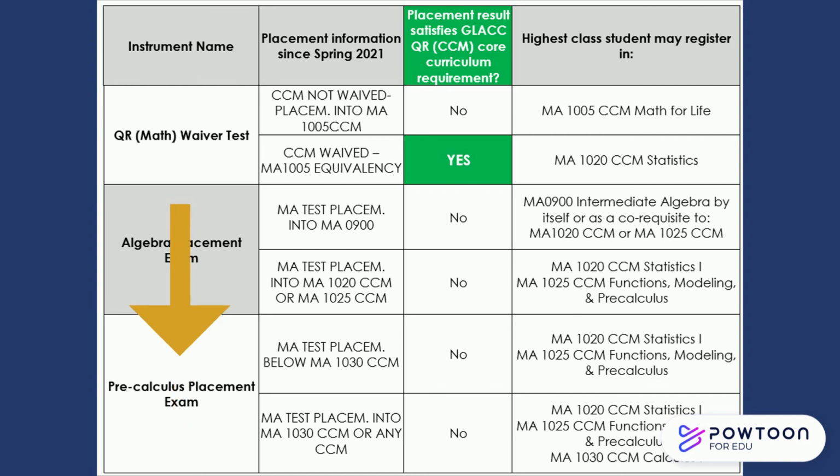Finally, for the precalculus exam, the first result indicates that the student did not successfully place out of the precalculus requirement. This means that if the student needs to take calculus, the student will be required to take functions, modeling, and precalculus as a course first. The second result indicates that the student has successfully tested out of precalculus and can move straight on to Calculus 1 without taking a precalculus course first.